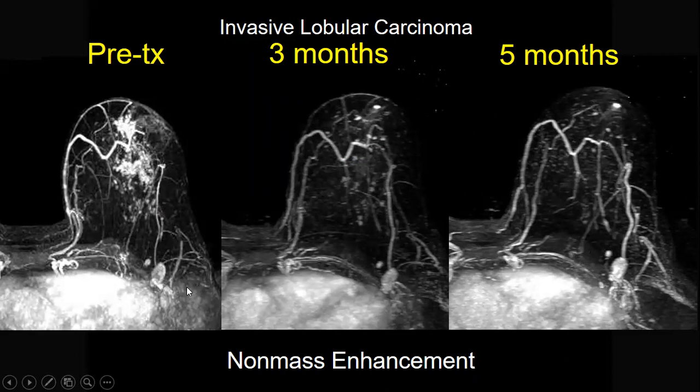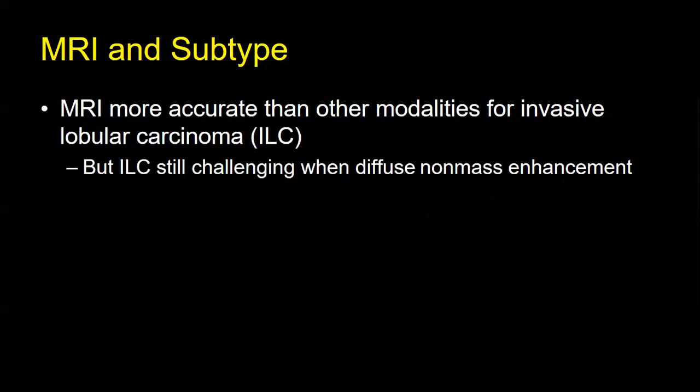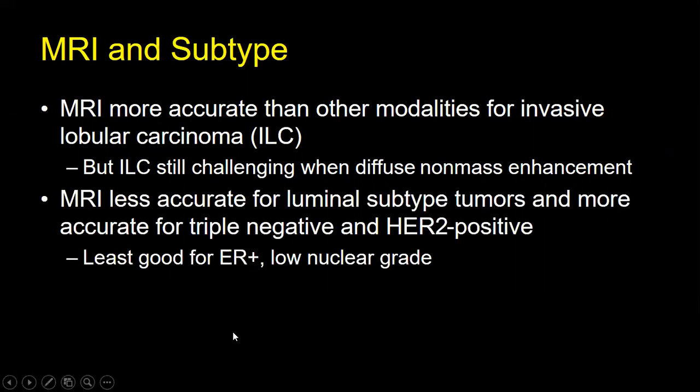So very classic response, invasive lobular carcinoma, non-mass enhancement. MR is more accurate than other modalities for invasive lobular carcinoma, which is always a tricky entity for us breast imaging radiologists. But even though I say MR is the best tool, it is still tricky. It is particularly tricky when the lobular carcinoma presents as diffuse non-mass enhancement as opposed to enhancing mass.